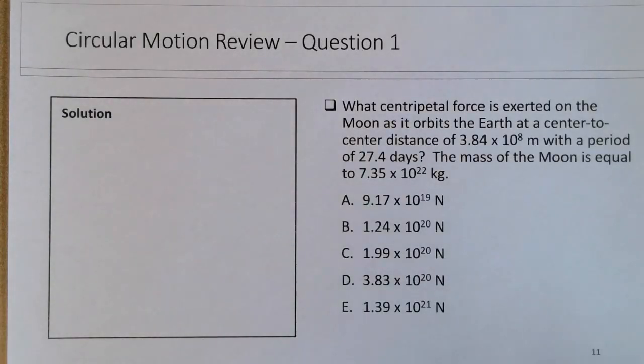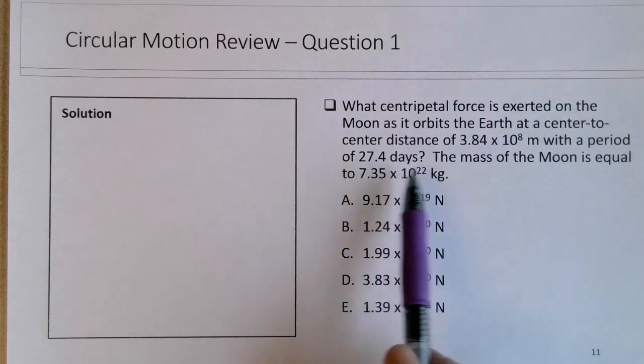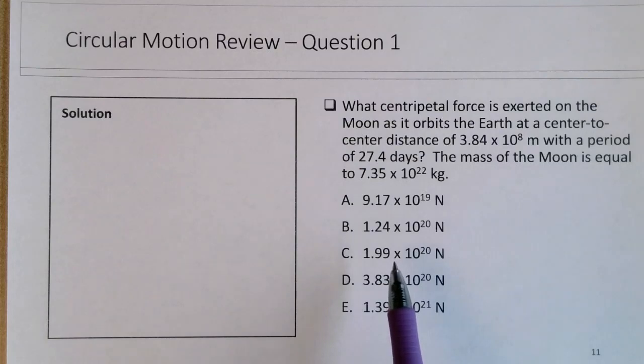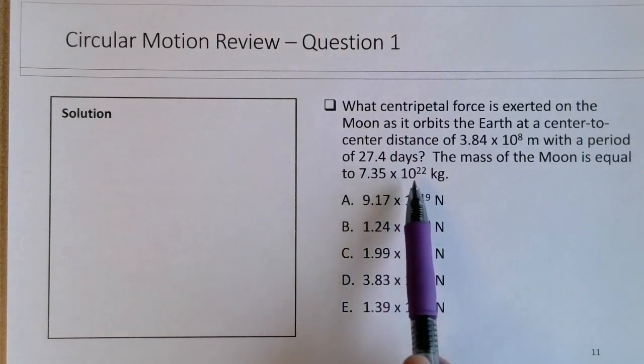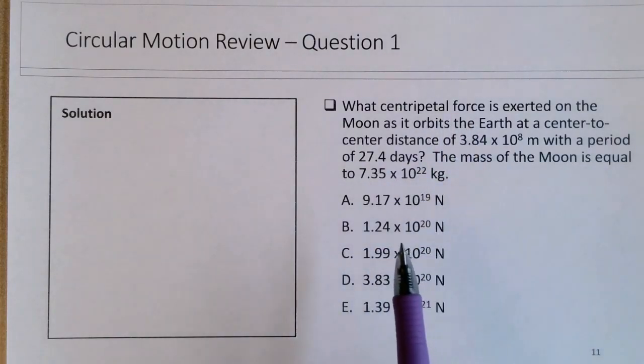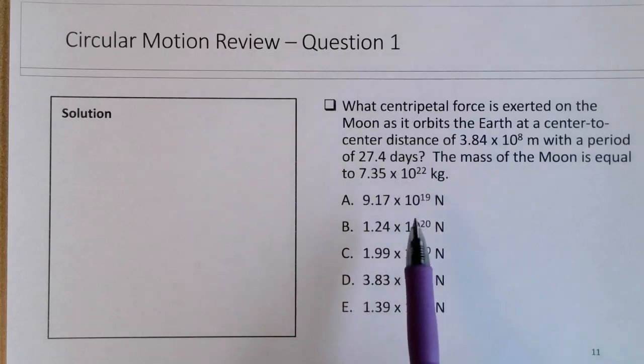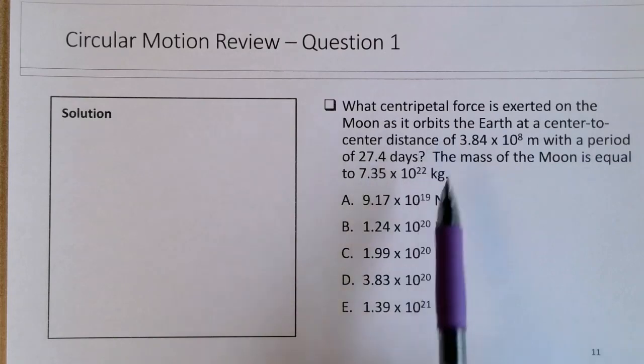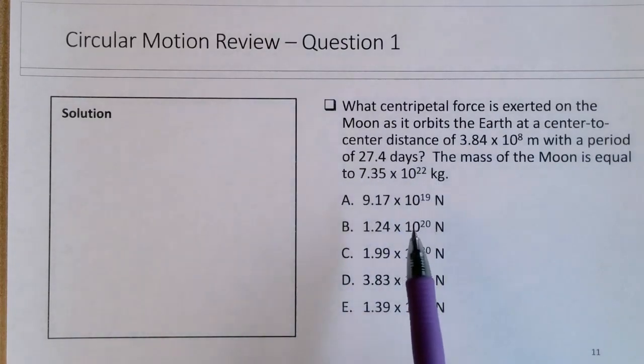Okay, so this first question on circular motion, we are looking at centripetal forces on the Moon as it orbits the Earth, at a center-to-center distance of 3.84 by 10 to the 8 meters. It's got a period of essentially the month, so 27.4 days, and we're given the mass of the Moon. So this force is, of course, a gravitational force, and it's the force that causes the Moon to travel in uniform circular motion, so it needs that force towards the center of its motion, or towards the Earth.